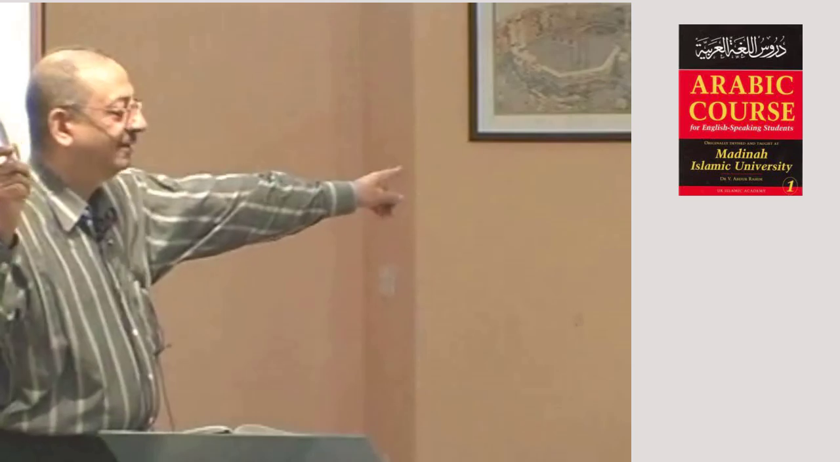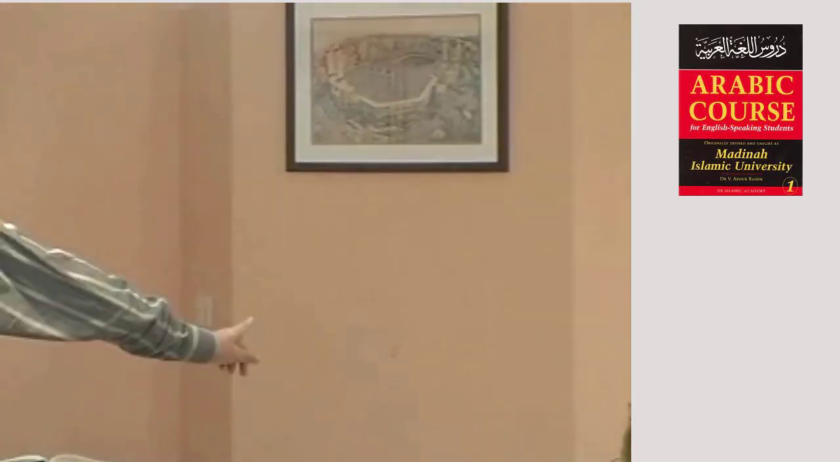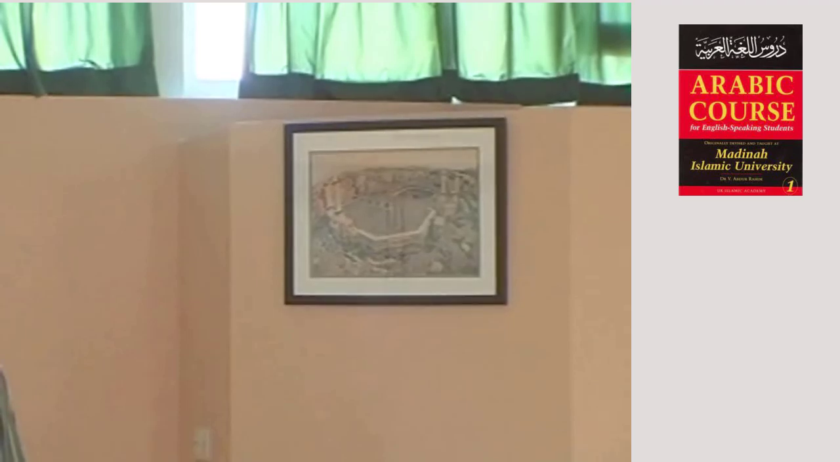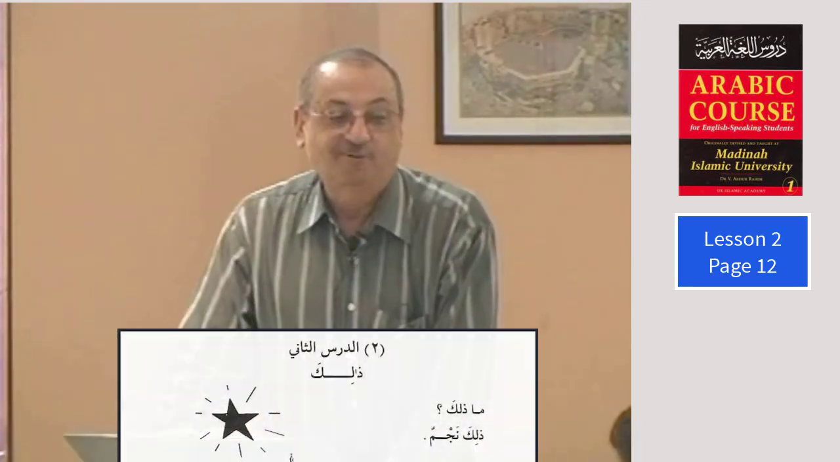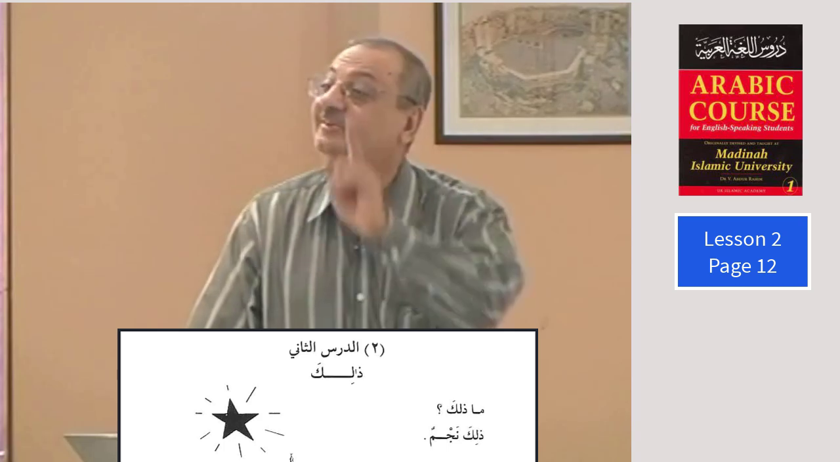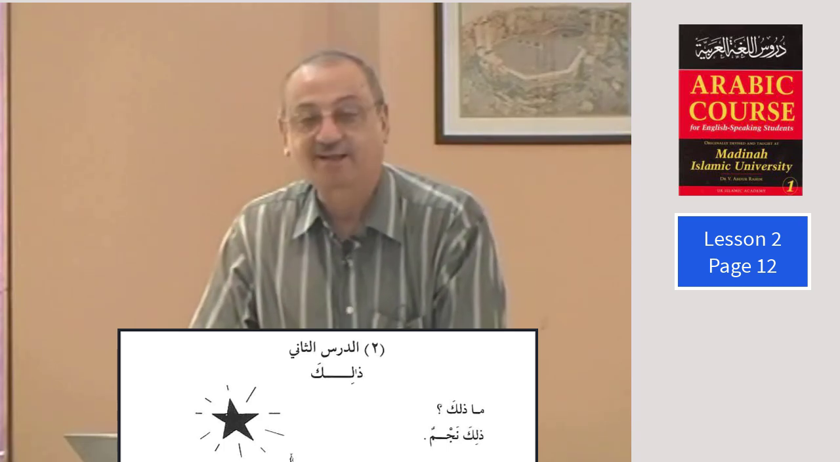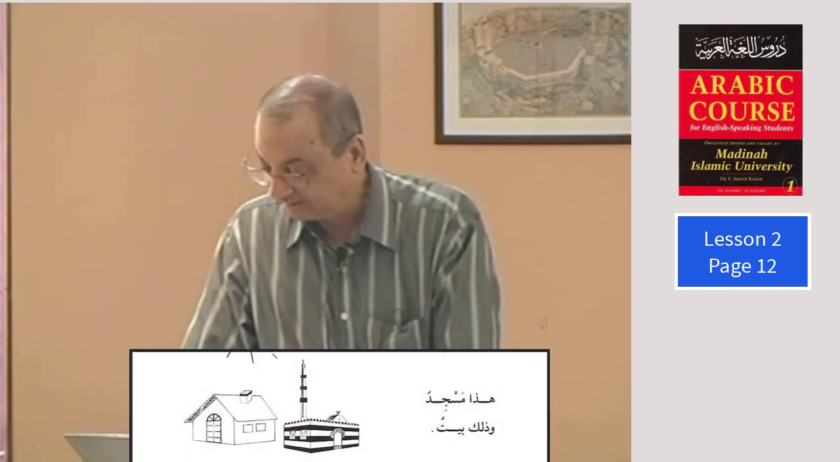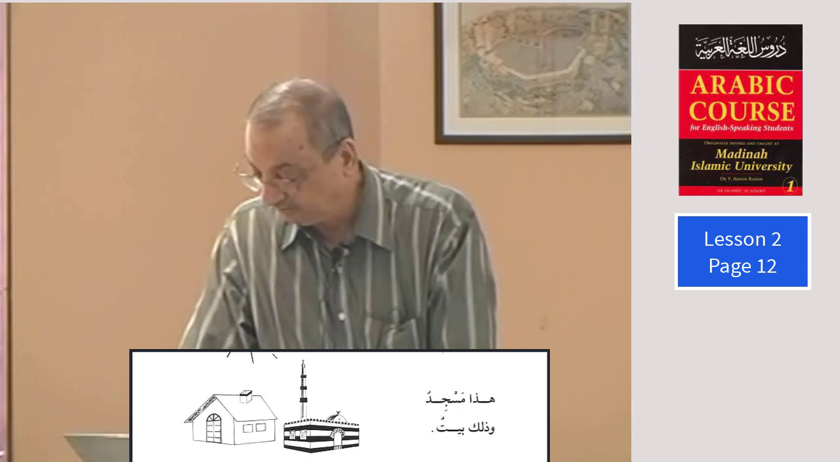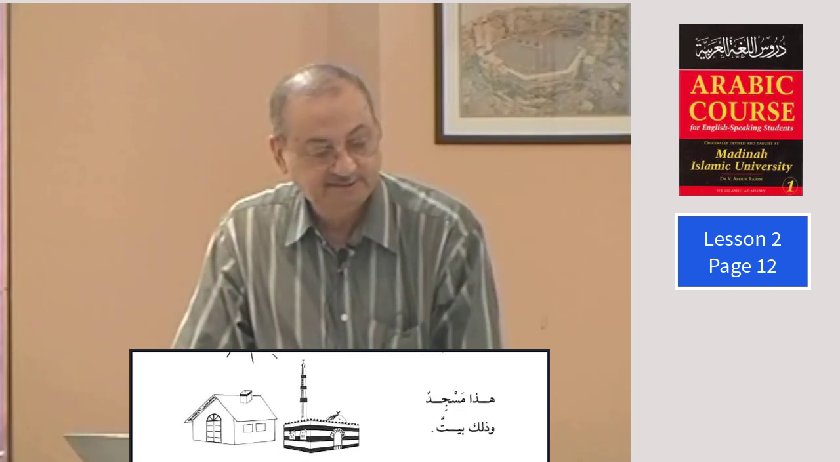So, Hadha qalamun, Hadha babun, Dhalika babun. What did I say? Hadha qalamun, Dhalika babun. So when I have to point out something which is far, you just use Dhalika. Ready, brother? The question, ma, is the same. Ma Dhalika. What is the meaning, brother? What is that now? We are talking about that. Dhalika najmun. That is a star. Hadha masjidun, which is closer to us.